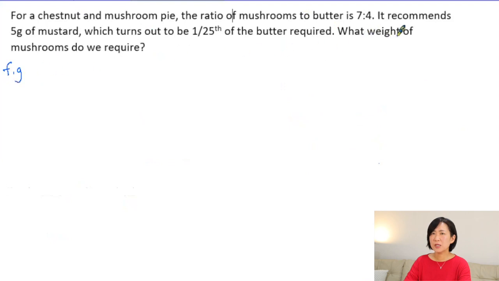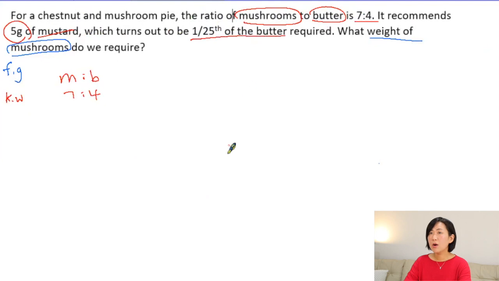Always begin with the final goal, that is finding the grams of mushroom. Then let's see our keyword. As you can see, mushroom to butter, we found the ratio. So this is important. Always write down your keyword. Mushroom to butter is 7 to 4. Then there's another clue. 5 grams of mustard is equal to 1/25 of the butter amount. So let's write it down. 1/25 of butter is, as you can see, 5 grams. Then from this, we can figure out the amount of butter, right?